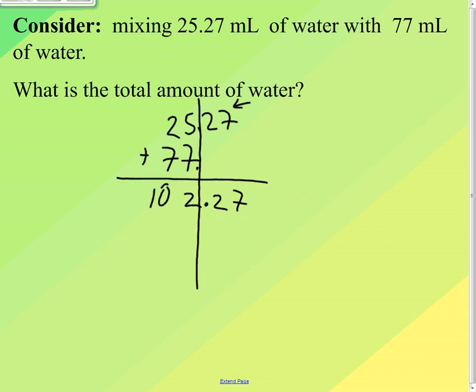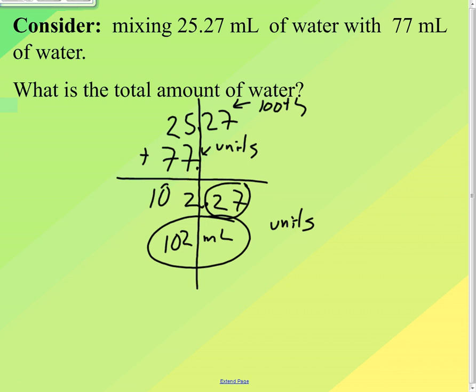Over here, I'm precise to the hundredths. Here, I'm precise to the units. Good, which means my answer can only be precise where? My answer can only be precise to the units. So I take 102.27. I have to round the 0.27, the 0.2. Is 0.2 higher or lower than 5? It's lower than 5. So this rounds down to 102 milliliters. There we go.